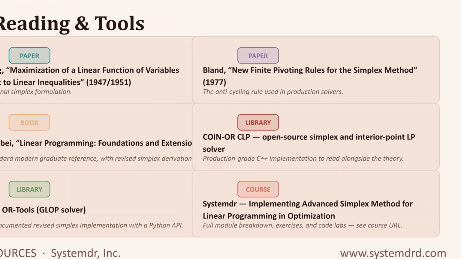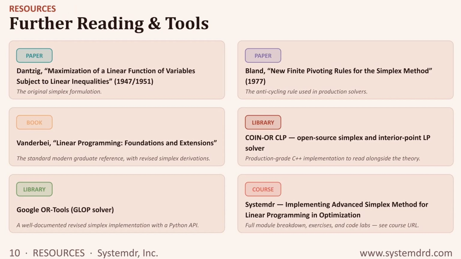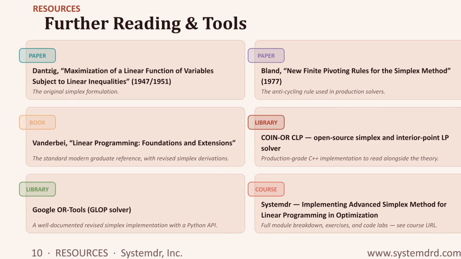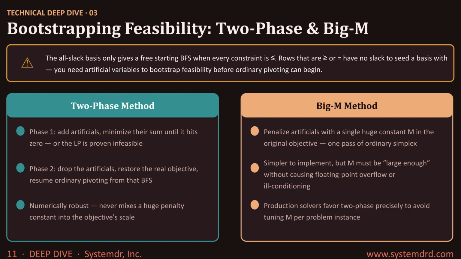If you want to go deeper, here's where to start. Danzig's original paper gives you the historical grounding. Bland's 1977 paper is the direct source for the anti-cycling rule we covered earlier. Vanderbay's textbook is the standard modern graduate reference with full revised Simplex derivations. And for production-grade code to read alongside the theory, look at Coin-OR CLP and Google's OR Tools GLOP solver. Both are well-documented open-source implementations.